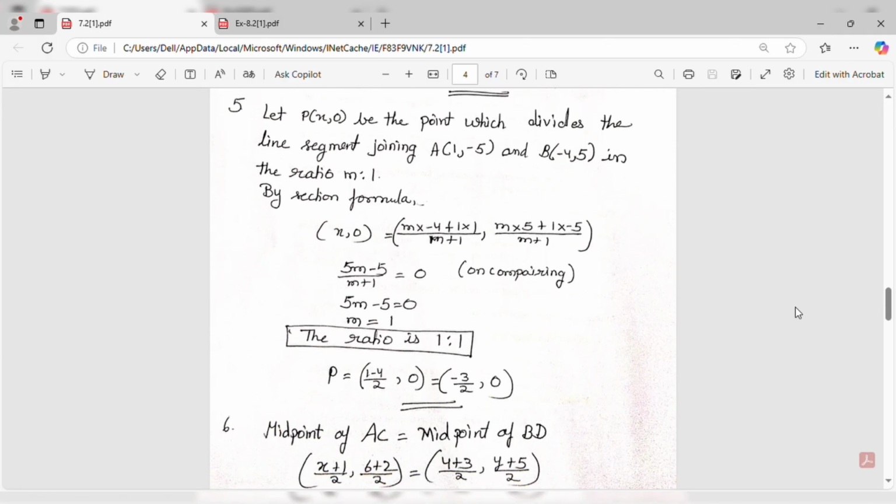Question number 5. Find the ratio in which the line segment joining A(1, -5) and B(-4, 5) is divided by the x-axis. Also find the coordinates of the point of division.